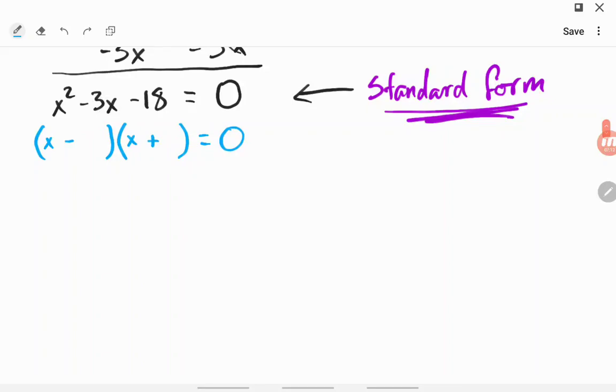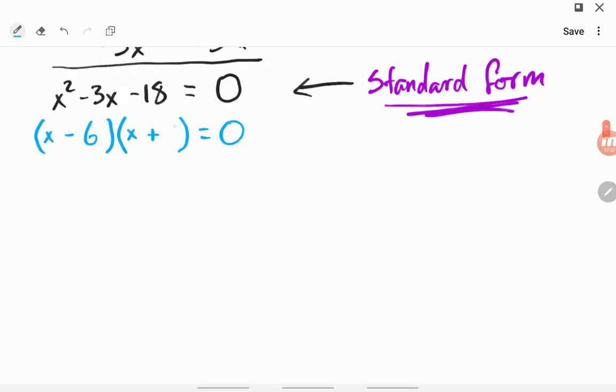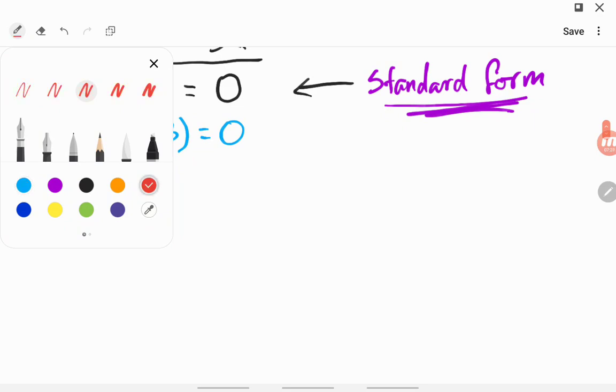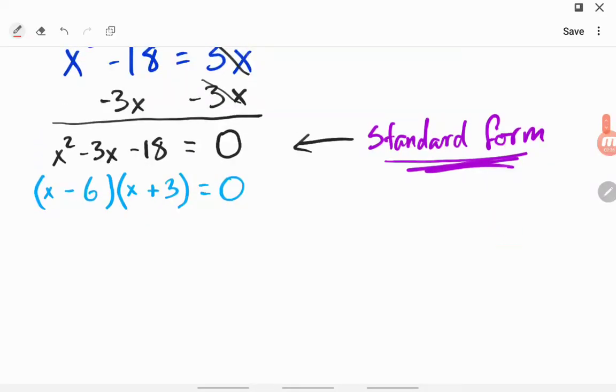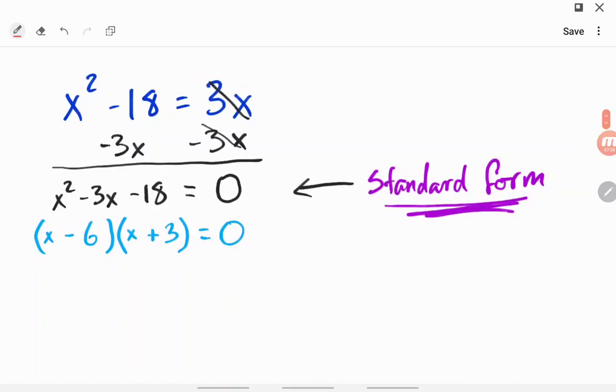Okay, so the two values that I could multiply together to give me negative 18, that add together to give me negative 3, well, that's going to be negative 6 and positive 3. Right, so first step, or well, I guess second step really, is done. We found that x minus 6 times x plus 3 is equal to 0. But what does that really do for us, right? We still don't know what x equals.